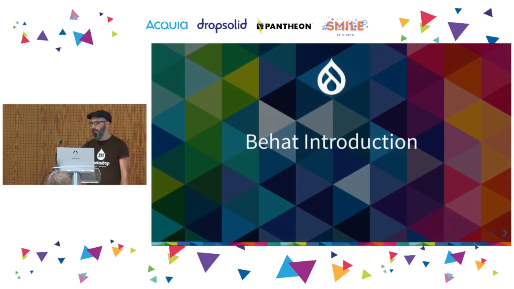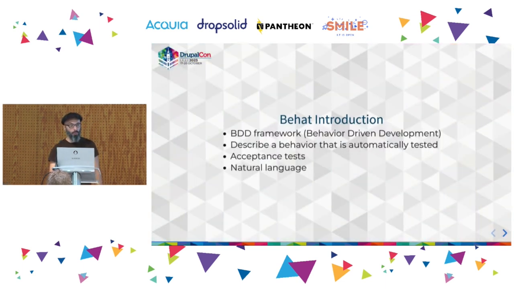Okay, let's go with the Behat introduction. Behat is a BDD framework, that means behavior-driven development. What you do is describing a behavior that is automatically tested. When you describe this, you are writing acceptance tests using natural language. This is great because it allows you to kill the ambiguity because you have to write all the steps that the user should do to achieve a functionality.